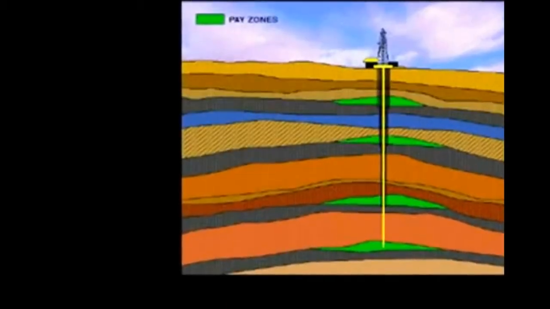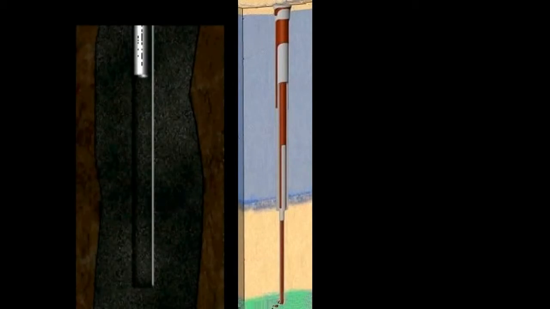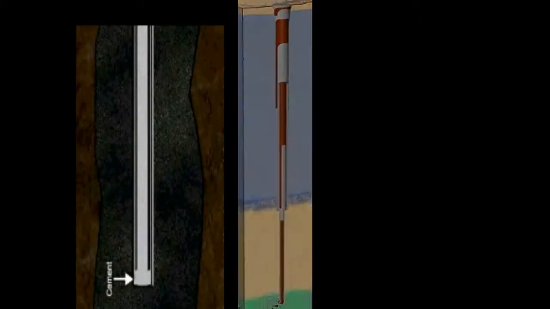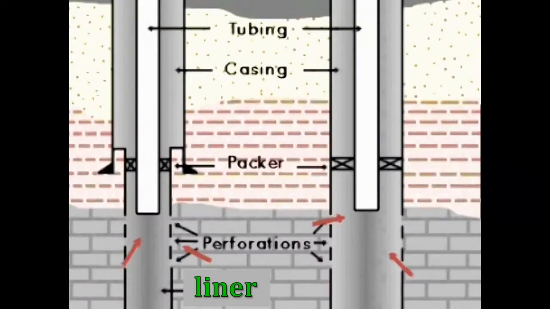Called production casing, long string or oil string, this string is set through the producing zone and cemented, ensuring that it is tied to the string above so that there is a continuous sheath of pipe and cement from bottom to top. Later, this casing and cement will be perforated to get access to the producing zone. In zones that do not perforate well, a liner may be run.